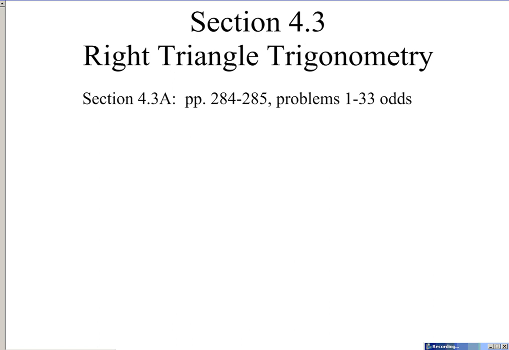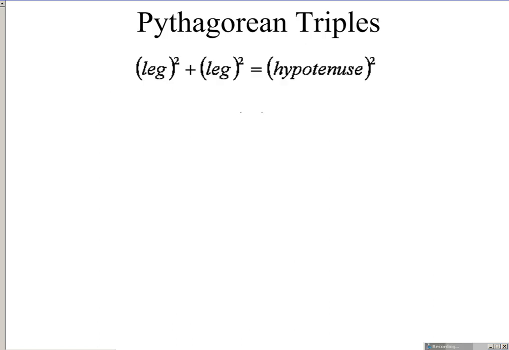Section 4.3, right triangle trigonometry. Pythagorean triples. Leg squared plus leg squared equals hypotenuse squared. Pythagorean triples. You will see them often throughout this chapter.